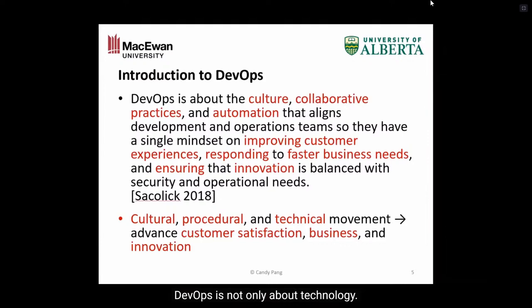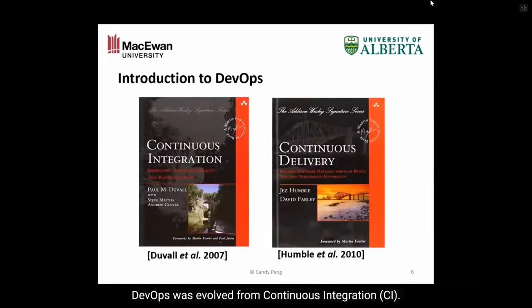DevOps is not only about technology. In short, DevOps is a cultural, procedural, and technical movement to advance customer satisfaction, business, and innovation. DevOps evolved from continuous integration, CI. CI was described in the book Continuous Integration, written in 2007.